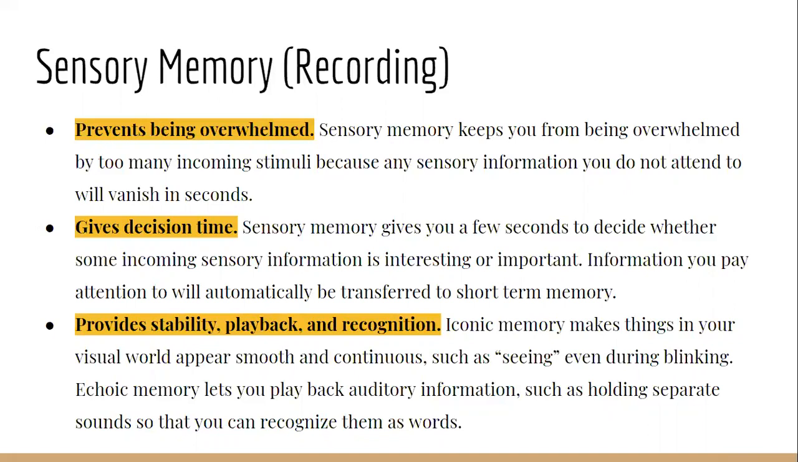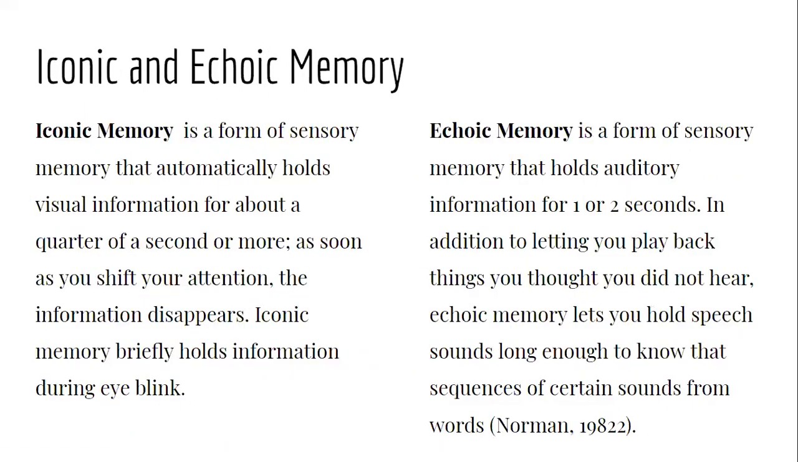You have iconic memory, which makes things in your visual world appear smooth and continuous, such as seeing even during blinking. Echoic memory lets you play back auditory information, such as holding separate sounds so that you can recognize them as words. Iconic memory and echoic memory are forms of sensory memory.